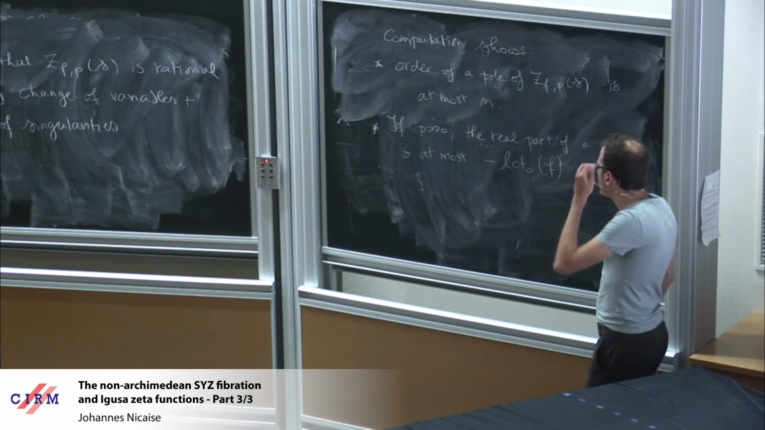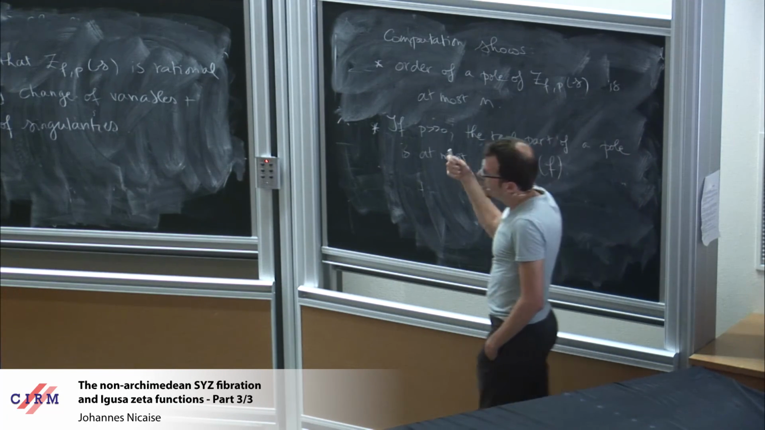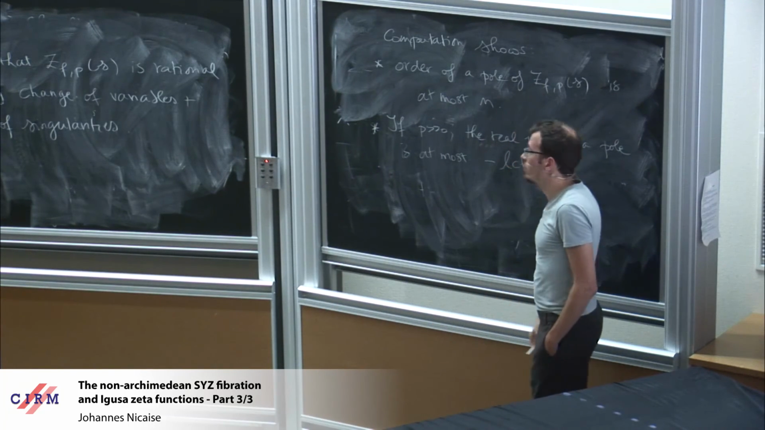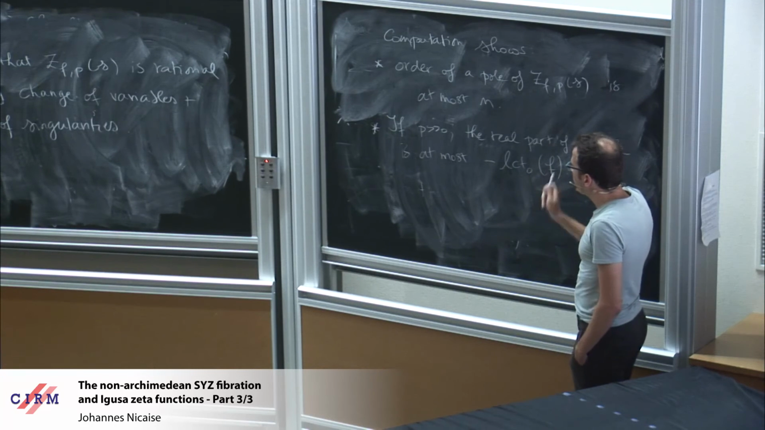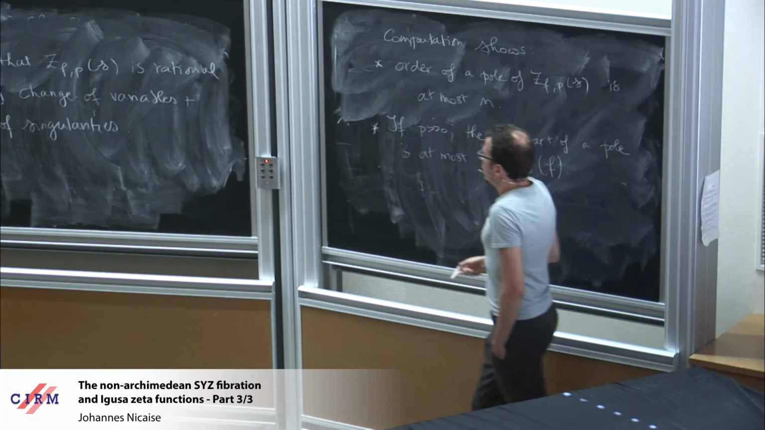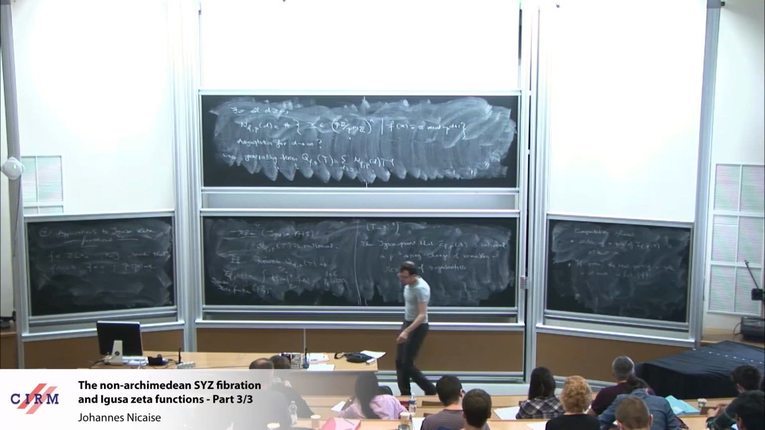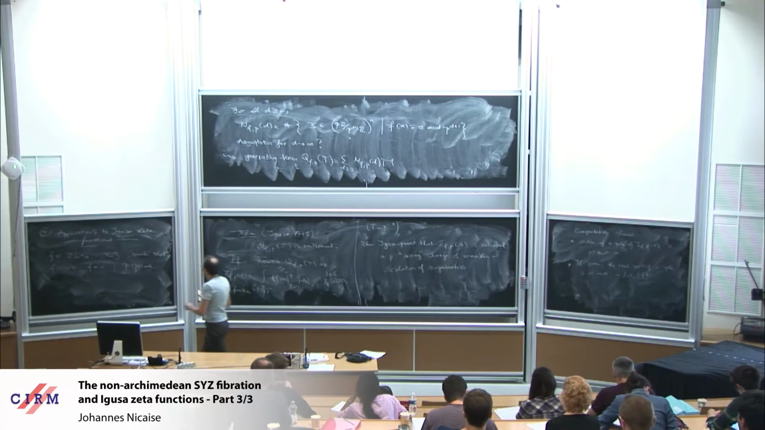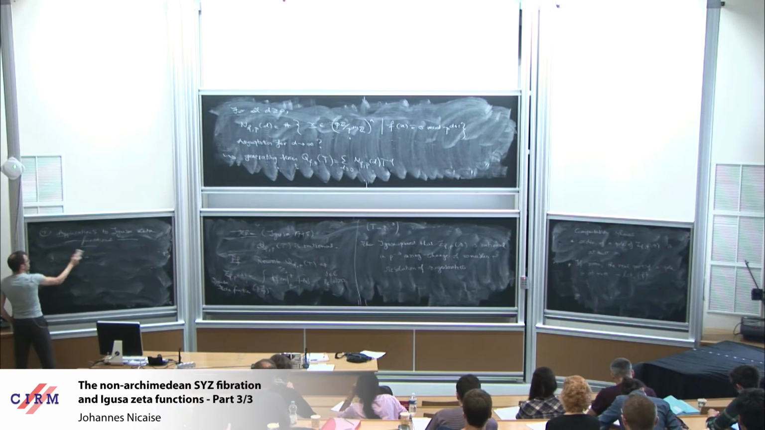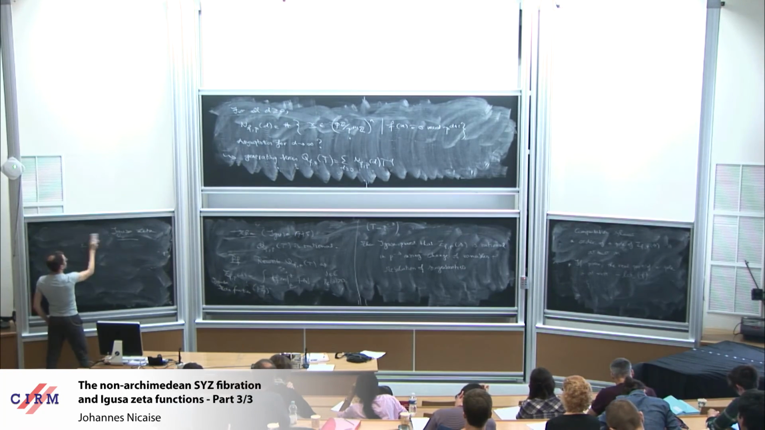So somehow you see that the log canonical threshold of f is going to control the asymptotic behavior of our numbers of solutions of congruences. And in fact, this will be a real part of a pole, at least for infinitely many values of p. And now there was a conjecture by Veys, which was formulated in 1999, which somehow makes a connection between these two observations.